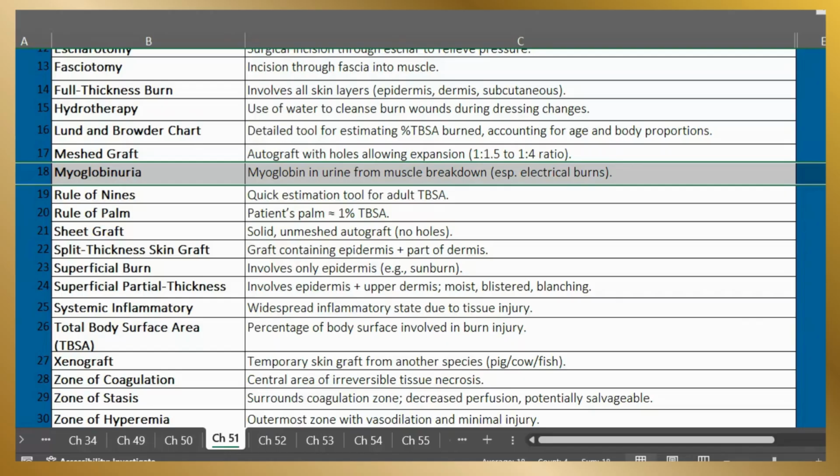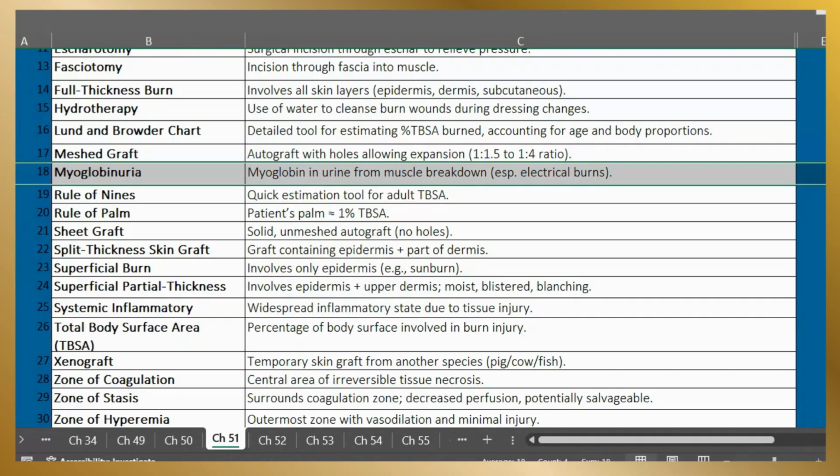Myoglobinuria. It's myoglobin in urine from muscle breakdown, especially in electrical burns. May cause acute kidney injury. Maintain about 1 mL per kilogram per hour.